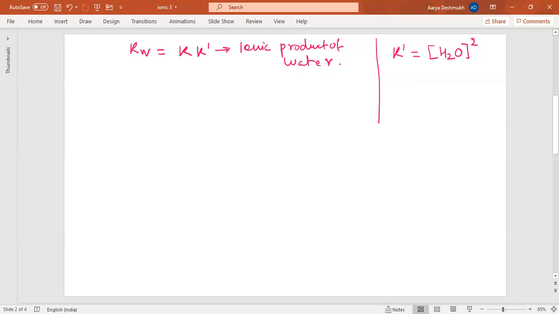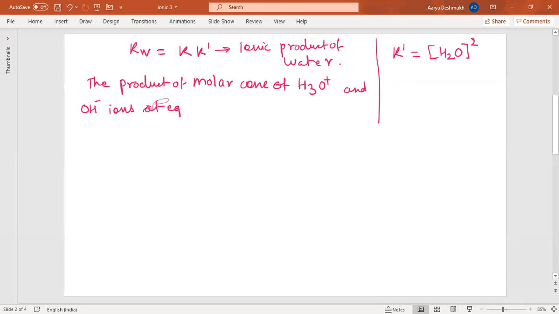Now this is the product of molar concentrations. Remember, molar concentration expresses moles per liter. That is the molar concentration of H3O plus protonium ion and OH minus ion at equilibrium.